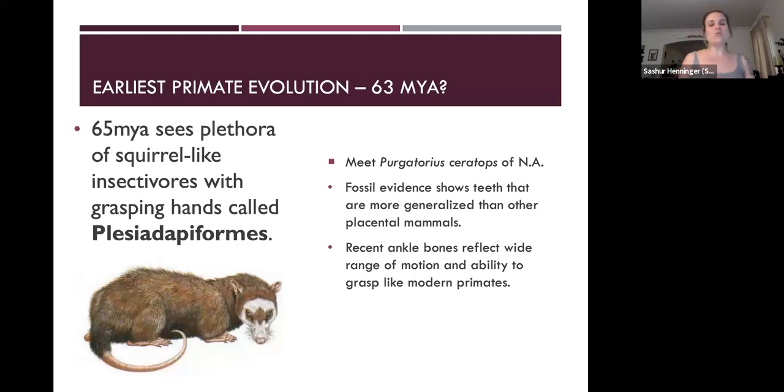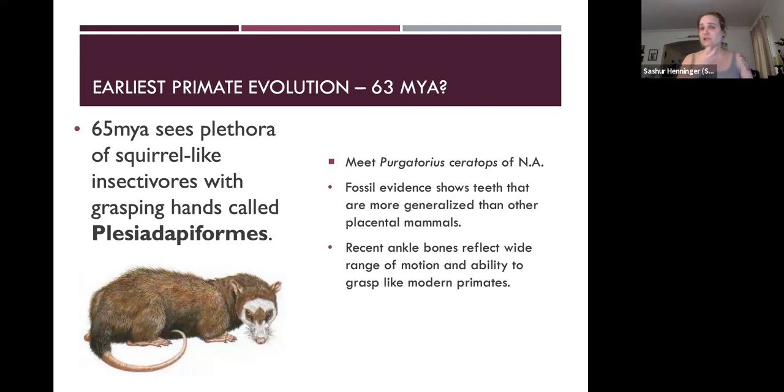Plesiadiformes. And one example of plesiadiformes that may be a contender is Purgatorius ceratops of North America. So this is an image of what we believe Purgatorius ceratops looked like, very rodent-like, right? But Purgatorius ceratops and plesiadiformes in general definitely have some changes comparatively to other placental mammals at the time.